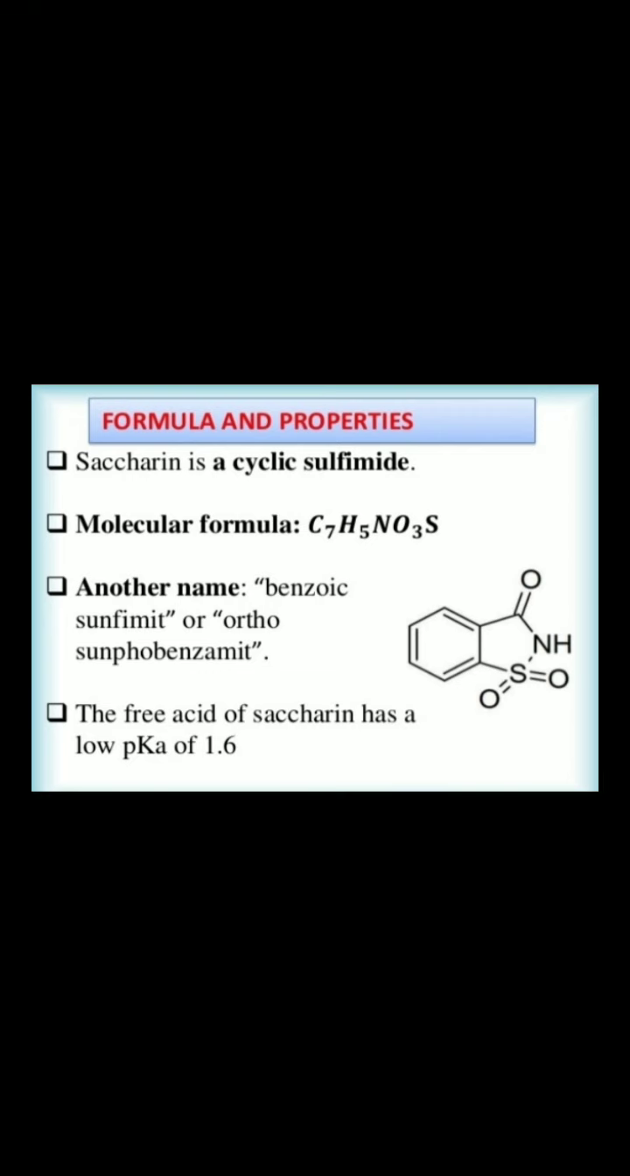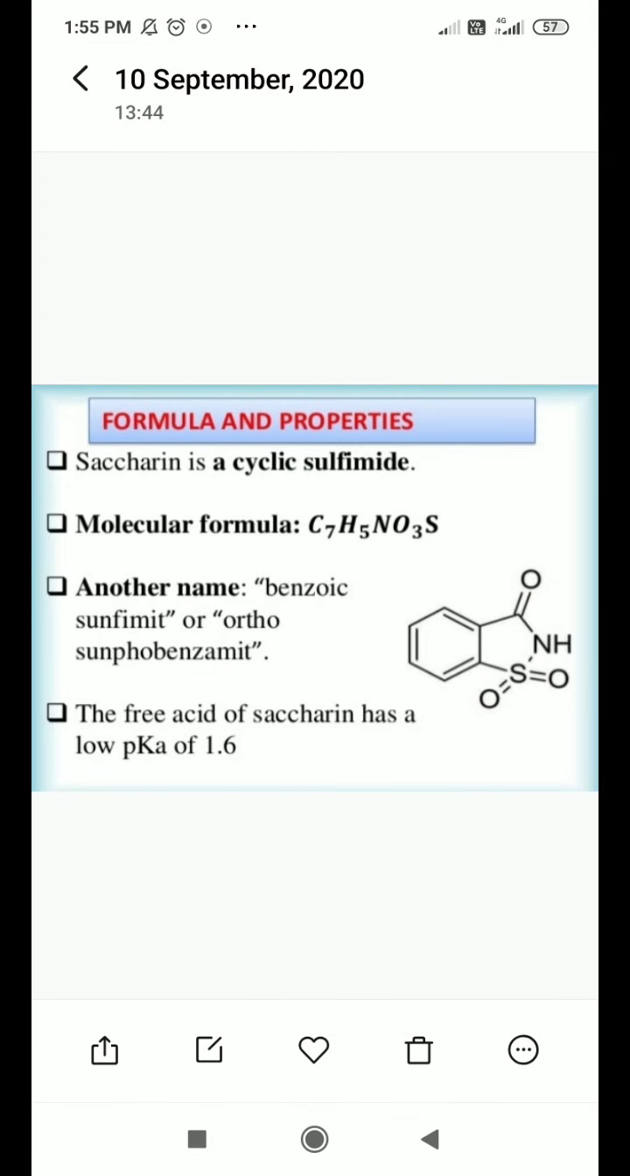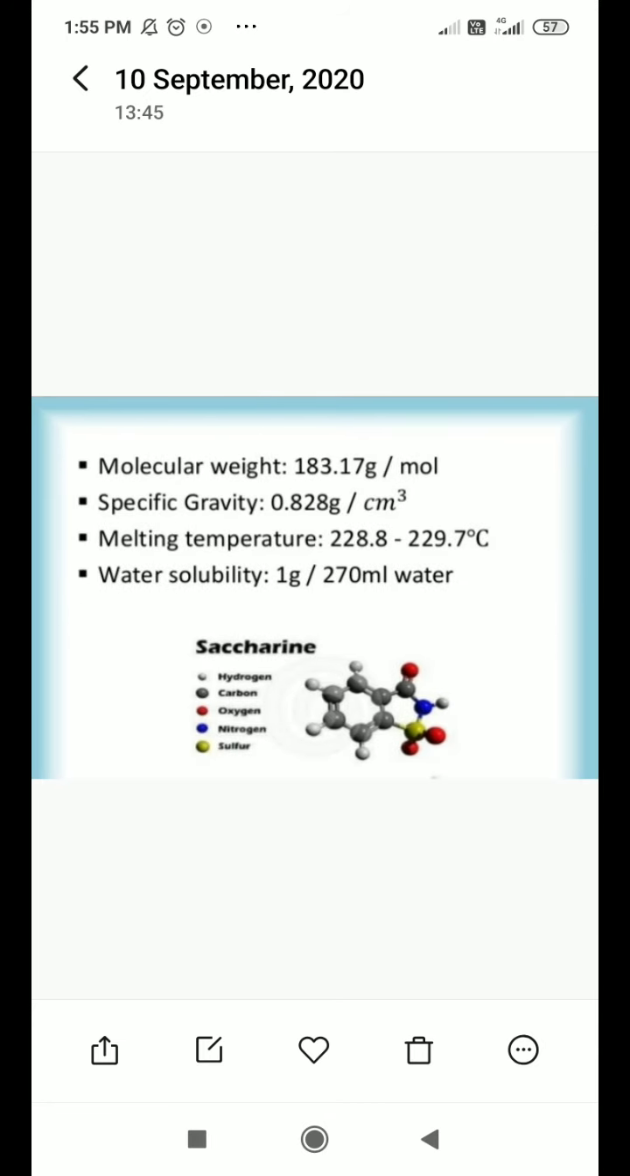Other names are benzoic sulfimide or ortho-sulfobenzamide. These are some other names for saccharin. Ortho means the ortho position is attached with another ring. The free acid of saccharin has a low pKa of 1.6, meaning at a pKa value of 1.6 this compound is soluble.